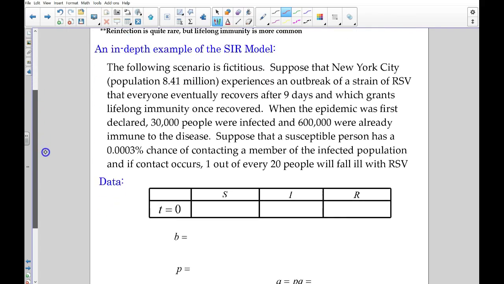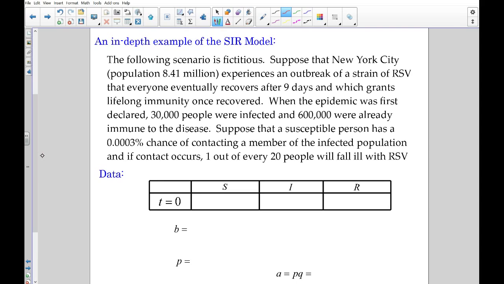The example that we are going to work through assumes that the respiratory syncytial virus is working through the population of New York City. The population of New York City is 8.41 million. They experience an outbreak of a strain of RSV. Everybody eventually recovers after 9 days and grants lifelong immunity once recovered. Once the epidemic was declared, 30,000 people were infected, 600,000 were already immune to the disease, and it says some other information here.